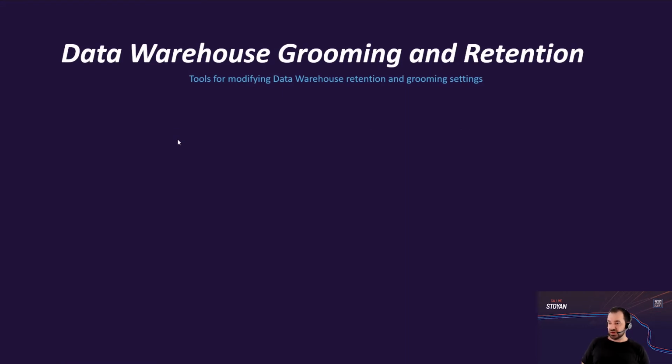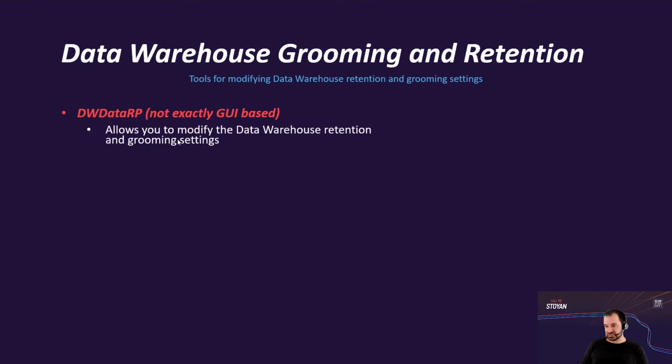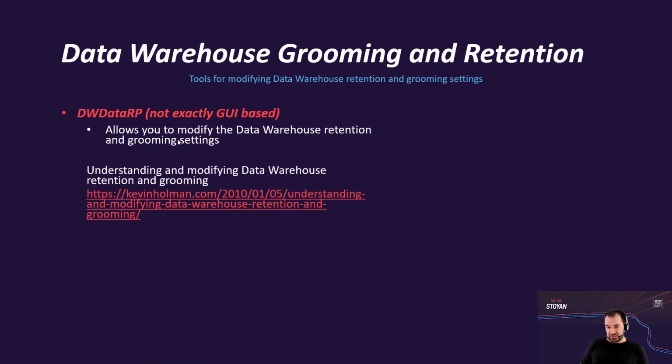So let's jump to the data warehouse grooming and retention stuff. What tools are there to modify the data warehouse retention and grooming settings? Of course, all of you who have done this know the GUI DataLP. It's not exactly a GUI-based tool, but it's actually the first one which was there to help us modify the retention settings and the grooming settings. There is a really great article by Kevin Holman about this with a lot of details, how you can use the tools, what it does, and how the commands look.